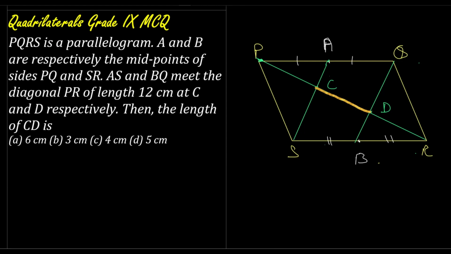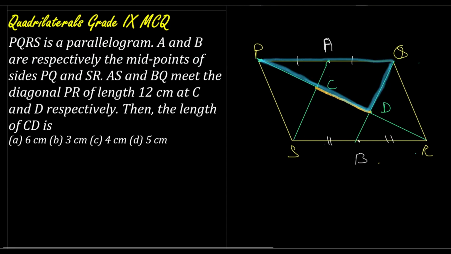So this can be done using the converse of midpoint theorem. Let's begin with considering this triangle. What you can see is that A is the midpoint of PQ as these two are equal. But then we need to prove this as a parallelogram first. So let's begin with the first step where we are going to prove this figure a parallelogram.